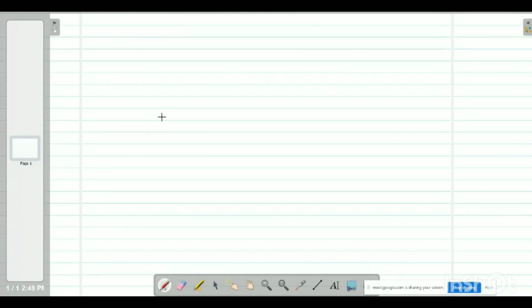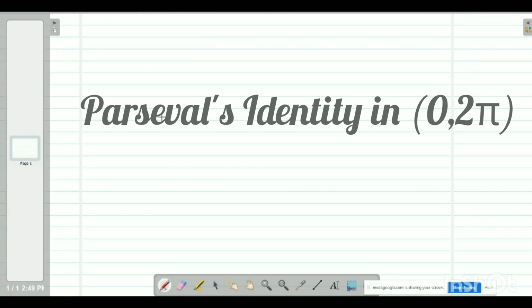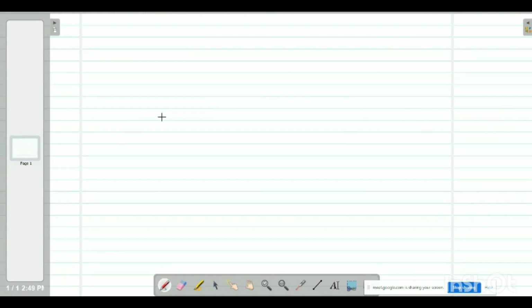So dear students, in the last lecture we have finished an example based on Parseval's identity, and we have seen how to find the Fourier series by using Parseval's identity. So now today we are going to learn a new topic. Your new topic is what? Fourier expansion of the function.